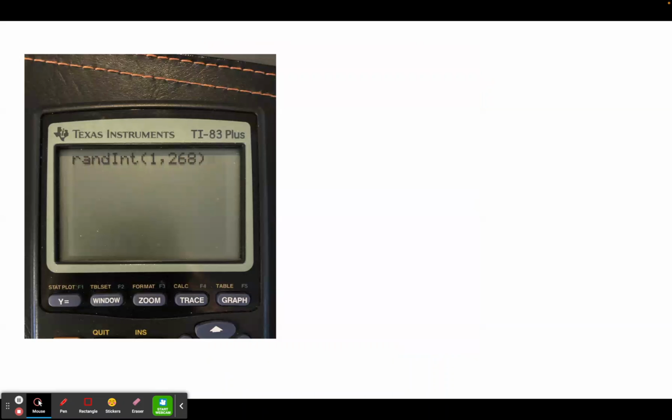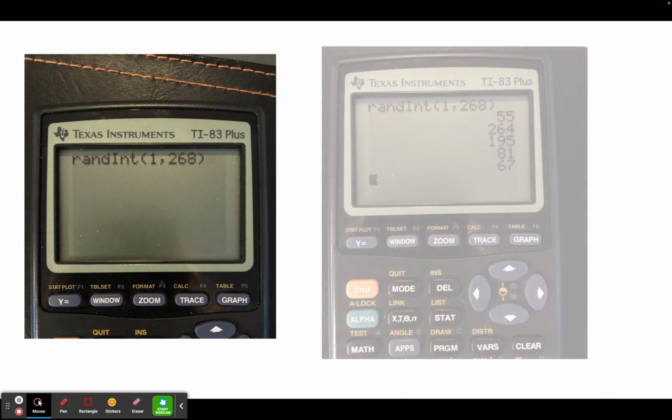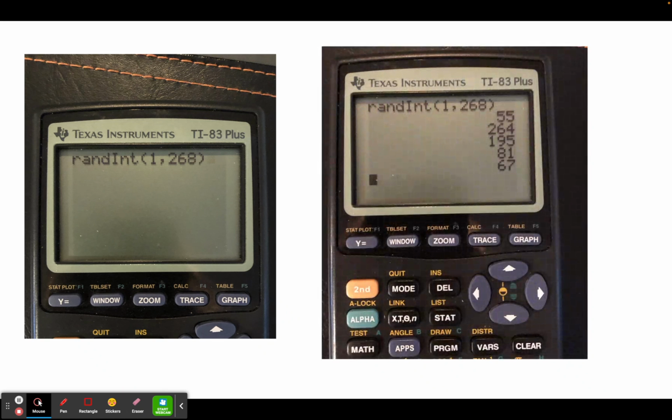Once you select that, you need to tell it that you want to pick a random integer between 1 and 268 because there are 268 words in the Gettysburg Address. When I did that and hit enter, I got 55. Then I hit enter again and I got 264 and then 195. I did this 5 times.